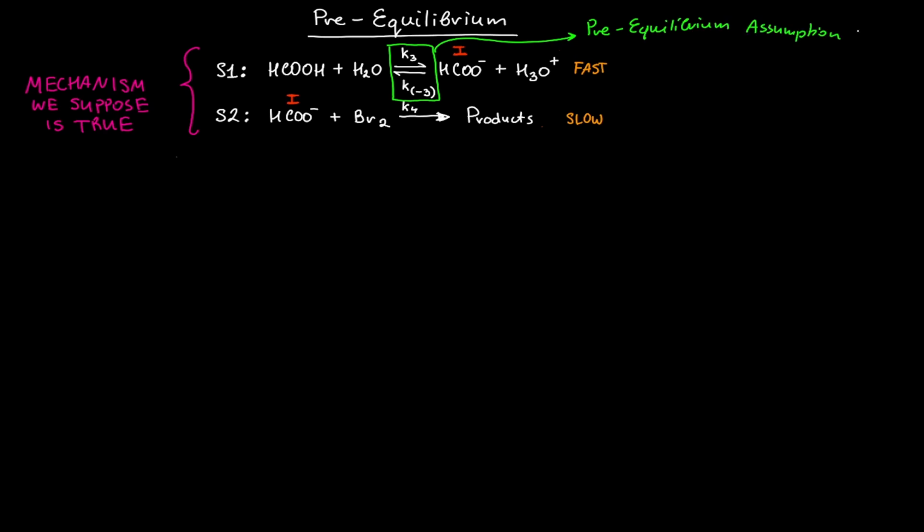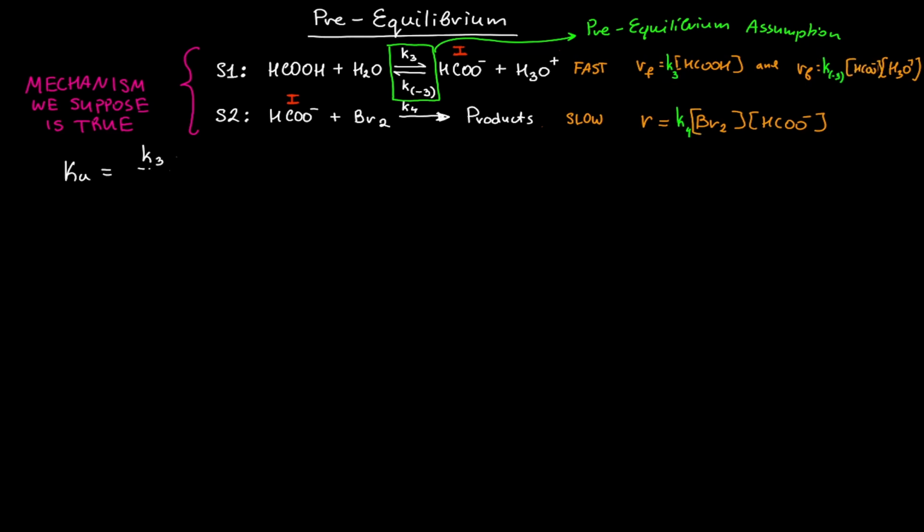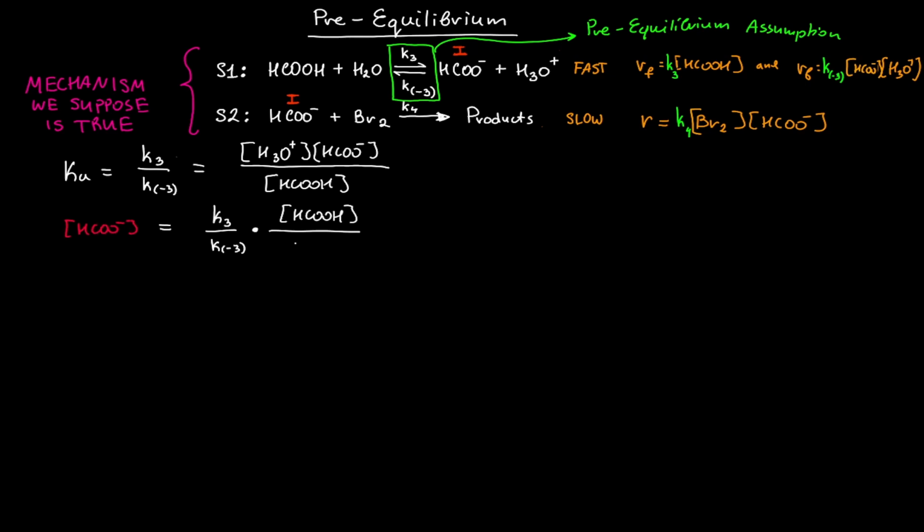Before the slow step, step 1 has to be at equilibrium in order for us to be able to derive the rate law. Since we have assumed that our first step is at equilibrium before the second step, we can write the equilibrium constant, and we need to solve for the concentration of the intermediate. You're gonna get it soon.